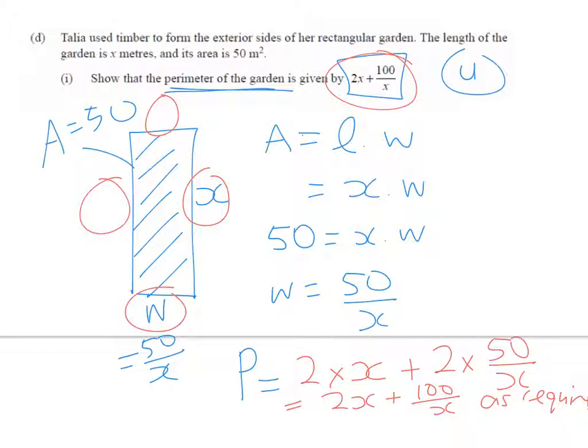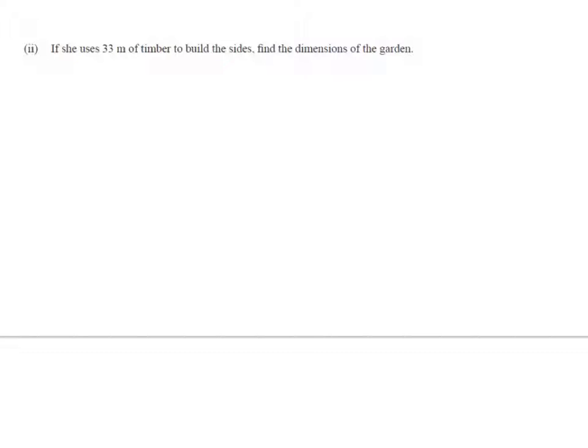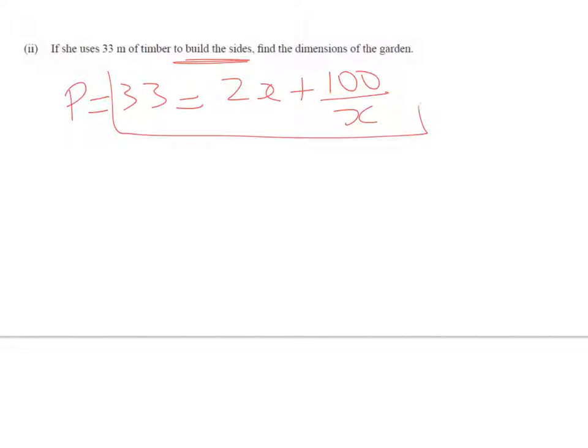Let's have a look now at the excellence part of this question. We're told that Talia uses 33 metres of timber to build the sides. We need to find the dimensions of the garden. So the sides means the perimeter, so we've got p equals 33. We know the perimeter is 2x plus 100 over x. This is the second example in question 2 where this equation turns out to be a quadratic. We're going to solve it by multiplying everything through by x.